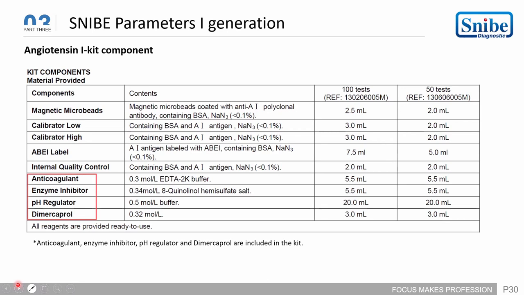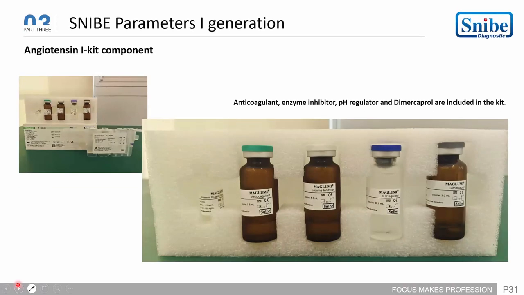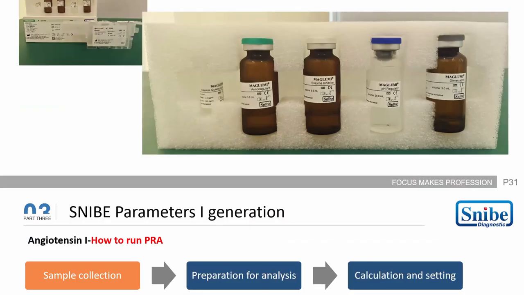So the angiotensin 1 kit components: the anticoagulant, the enzyme inhibitor, the pH regulators, and the dimercaprol are all provided. They are ready to use, and then they require some preparation. For the angiotensin 1 kit, there are 4 components that need to be prepared, or if they are prepared, then they need to be transferred into their respective compartments. The anticoagulant, enzyme inhibitor, pH regulator, and dimercaprol are included in that kit, and they are ready to use.